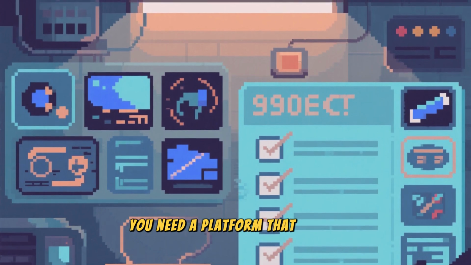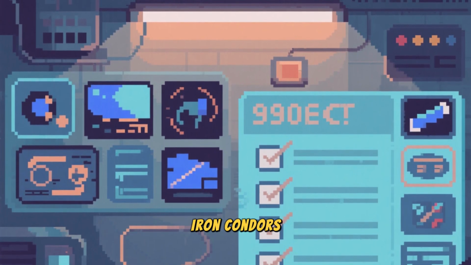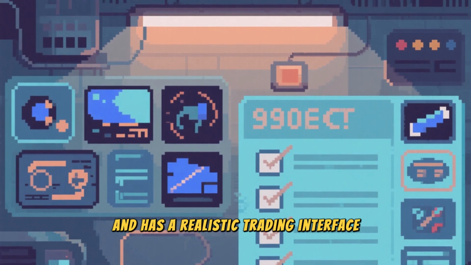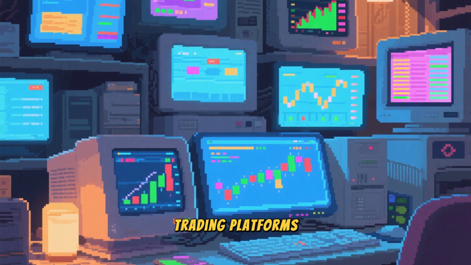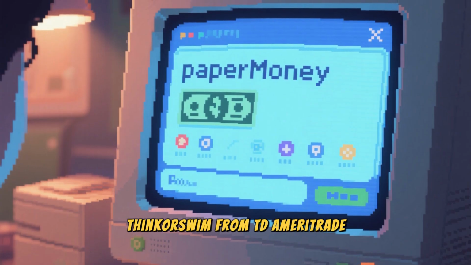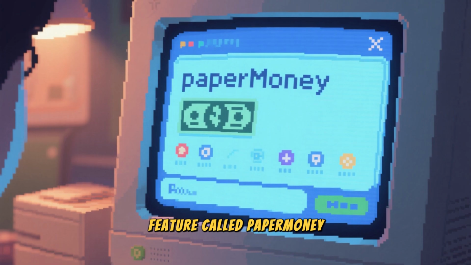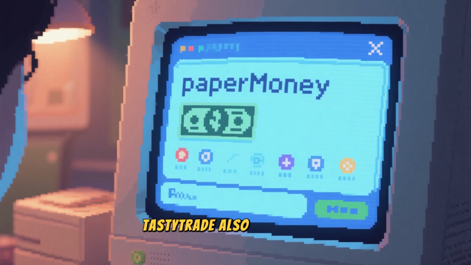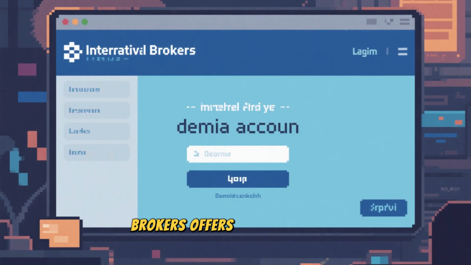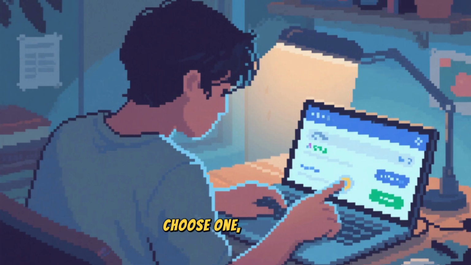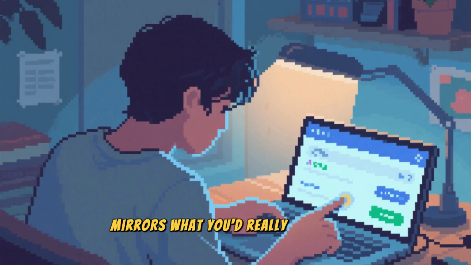You need a platform that offers real-time data, allows for complex options trades like iron condors, and has a realistic trading interface. Thankfully, many major brokers offer superb, free paper trading platforms. Thinkorswim from TD Ameritrade, now part of Charles Schwab, has an incredible feature called Paper Money. Tasty Trade also has a great simulated trading environment. Interactive Brokers offers a demo account. Choose one, open it up, and fund your virtual account with an amount that mirrors what you'd really start with.